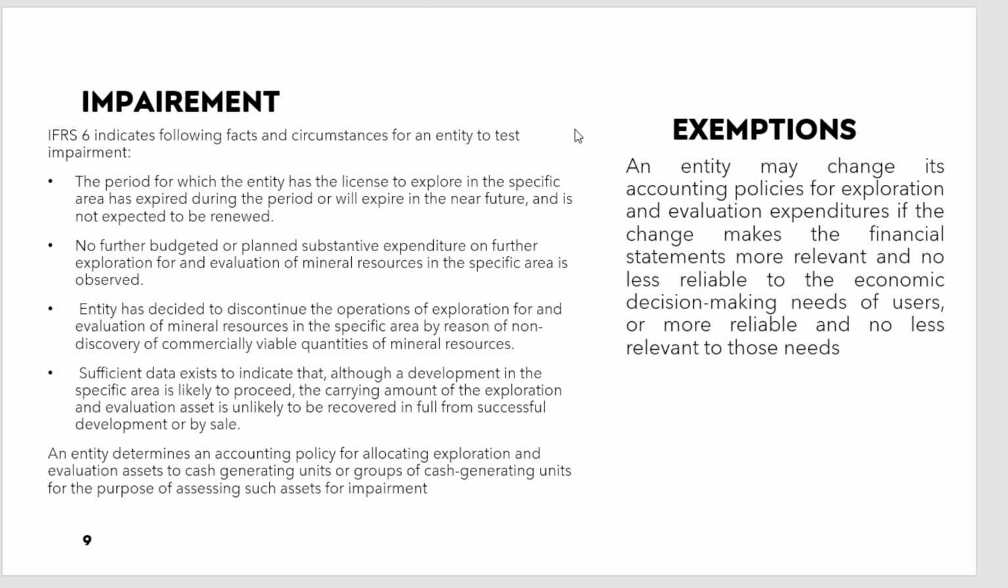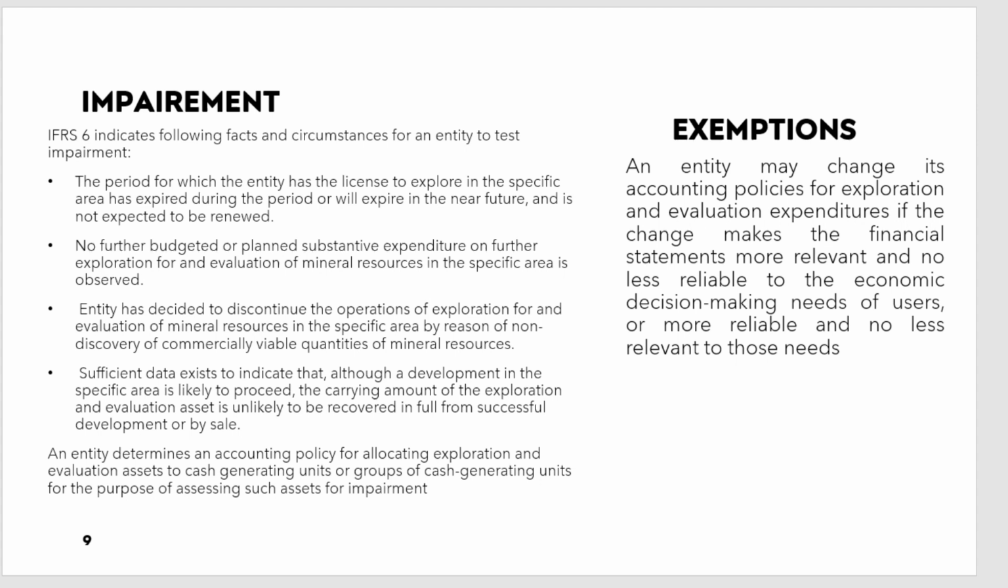Impairment is the most important part of IFRS 6. Exploration assets can easily lose value because the project may fail, or resources may not be commercially available. Therefore, IFRS 6 requires companies to check whether these assets are still recoverable or not. Any entity must test exploration assets for impairment when certain warning signs appear.